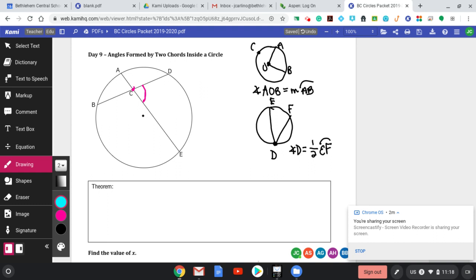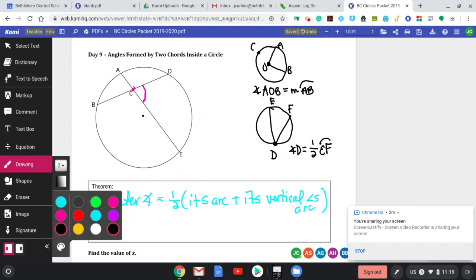This is your only theorem, I believe, for today. A floater angle is found by taking half the sum, so I'm going to add 2 arcs, the sum of its arc plus its vertical angle's arc. So it's half the sum of its arc and its vertical angle's arc.